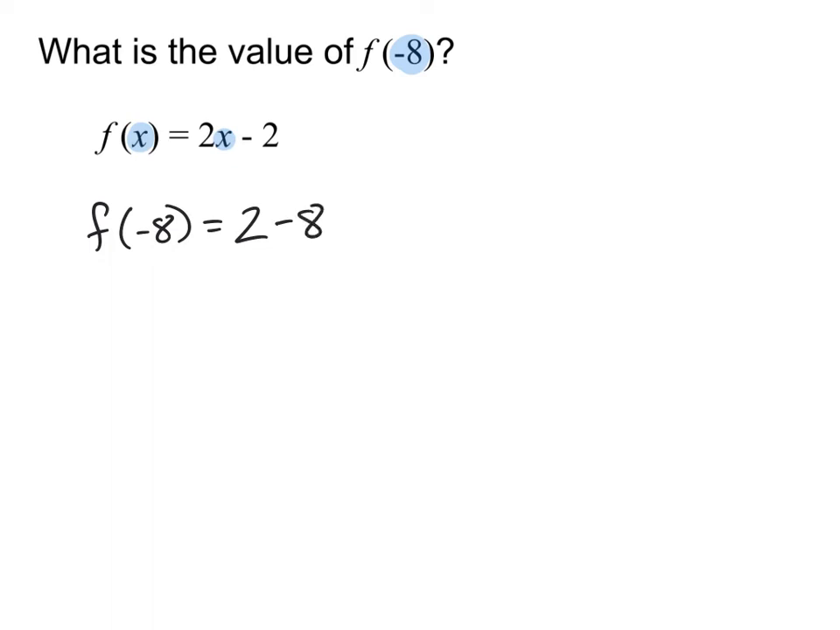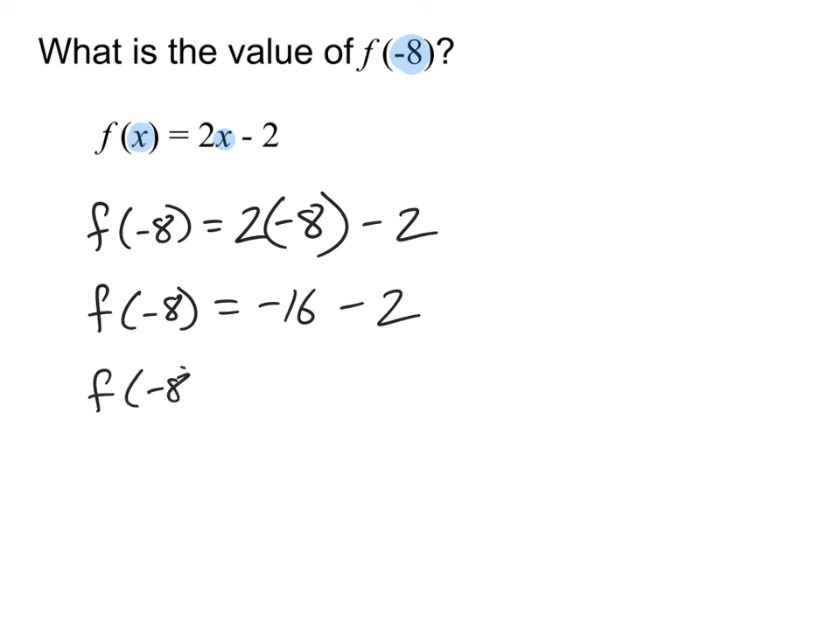That would be bad. So I'm going to put parentheses around the value that I plugged in, just to make it clear that it's been plugged in and that it was 2 times x, and now it's going to be 2 times negative 8. And then the minus 2. On the left-hand side here, this is just going to stay f of negative 8. And then 2 times negative 8 is negative 16. That's still minus 2. So then f of negative 8 equals negative 16 minus 2, which is negative 18.